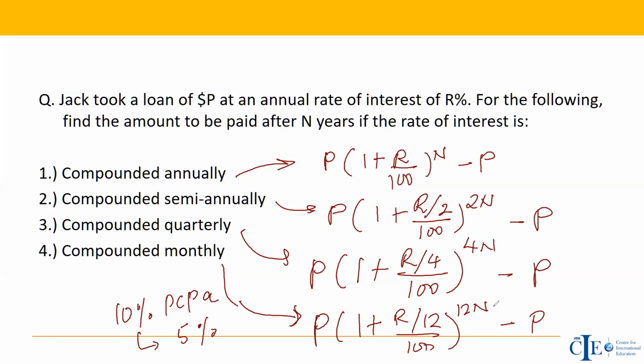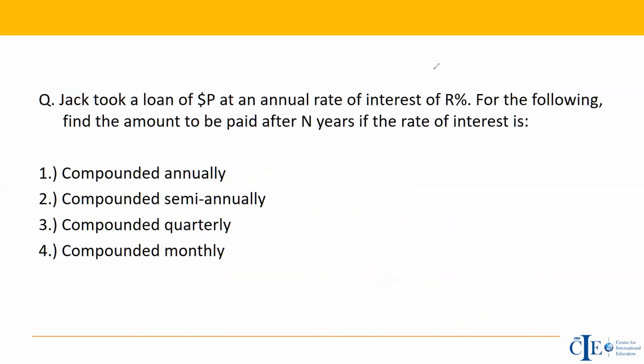So you may be asked to work it out in ratios or in some other way, instead of directly being asked to solve and find a value for the monthly times. Okay, so this is the case when you calculate compounding on a different basis.